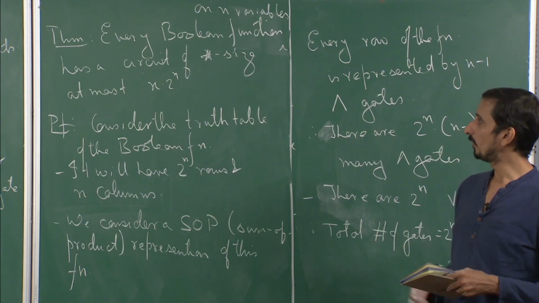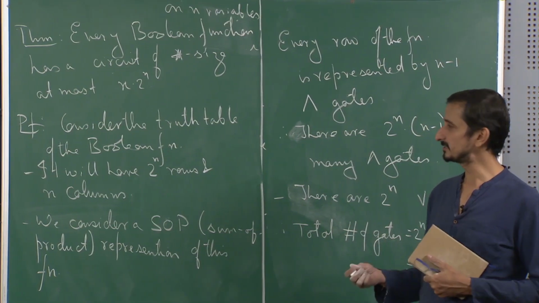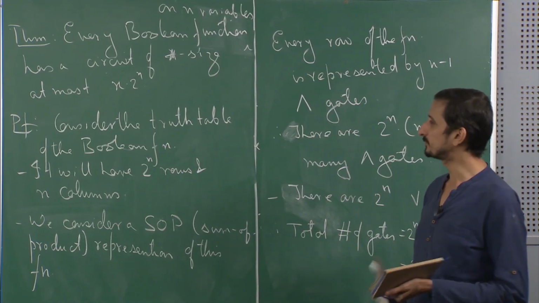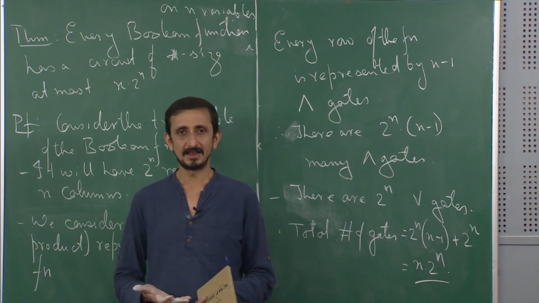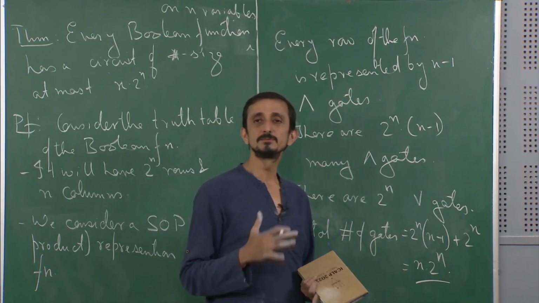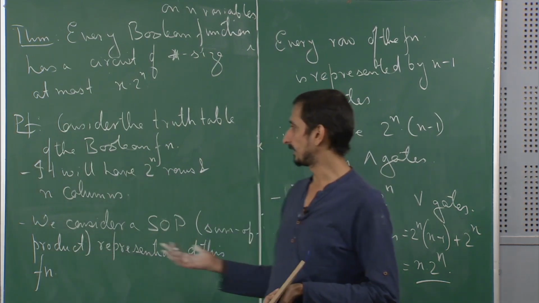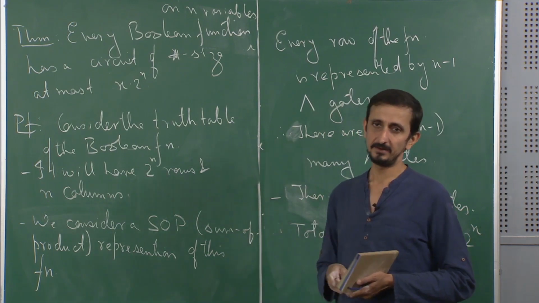So as we go along this course, we will look at more and more such questions, and we'll also look at various types of circuits. So not just any arbitrary circuit, but circuits whose depth is bounded by something, circuits which allow a certain type of gates, and so on.